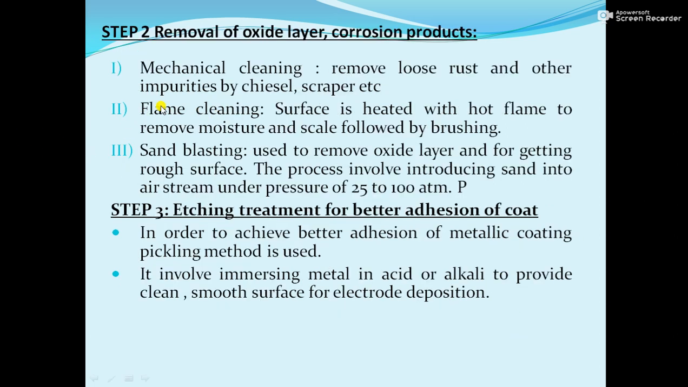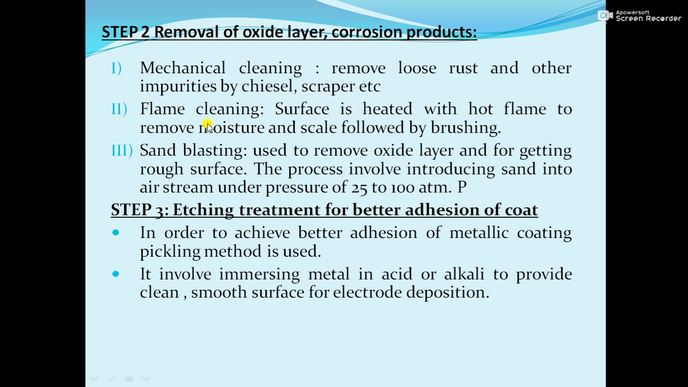Then step 2 is the removal of the oxide layer and corrosion product. It has three parts. The first is mechanical cleaning. It removes the loose rust which is already present on the surface and other impurities. How is it done? It is done by using chisel, scraper, wire brush, grinding. These can all be used.